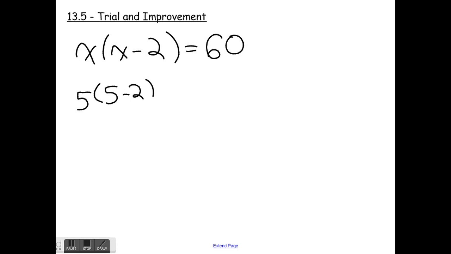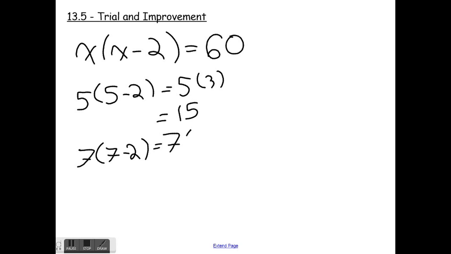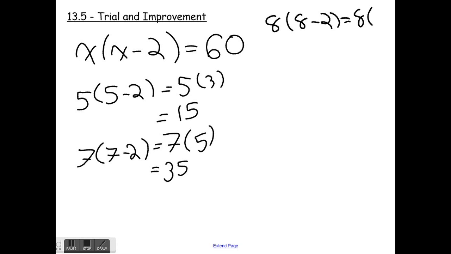So 5 times 5 minus 2, which is 3, which is equal to 15. So 15, not quite there yet. Let's try another number, which will have to be bigger than 5. 7. 7 times 7 minus 2, which is 7 times 5, which is 35. So we're getting there. We'll stay with whole numbers until we find it, so we'll start with 8. 8 times 8 minus 2, which is 8 times 6, which is 48. So we're getting closer.